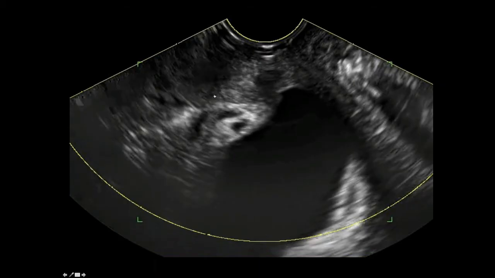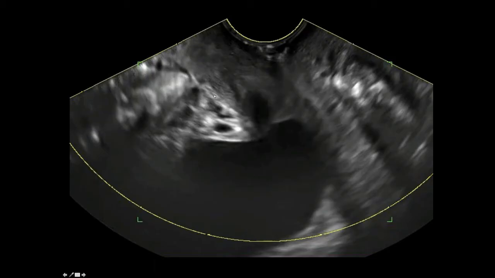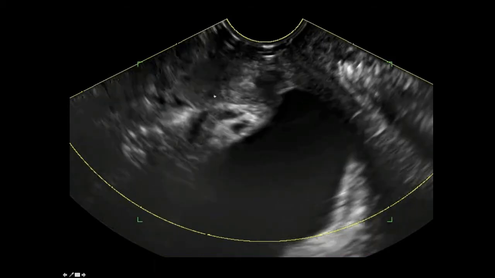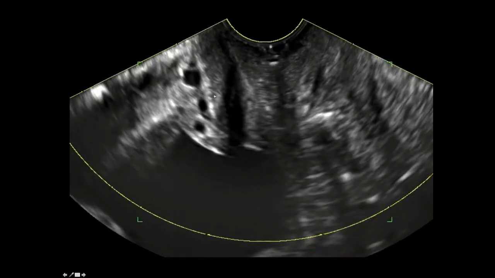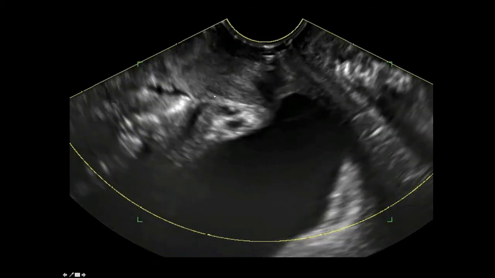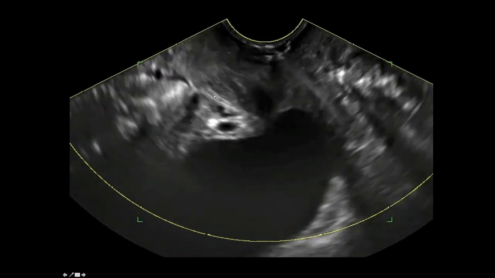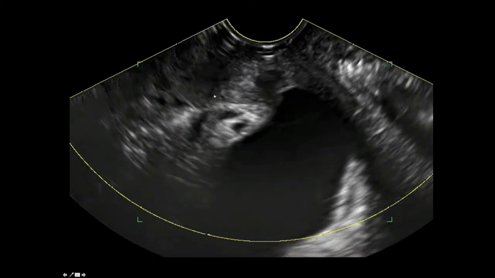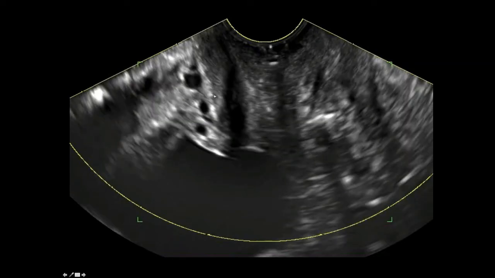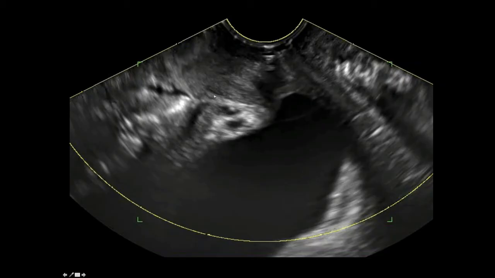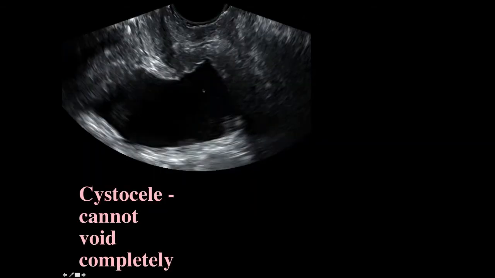And I know that there's a lot of people who make measurements, angle measurements, descent measurements, and so forth. As many of you know, I'm sort of not a measuring type, so I'm looking at it here and I say, clearly this is abnormal. This is a cystocele that comes down with Valsalva. So when you have a cystocele, a lot of times you can't void completely, and I'll show you why.